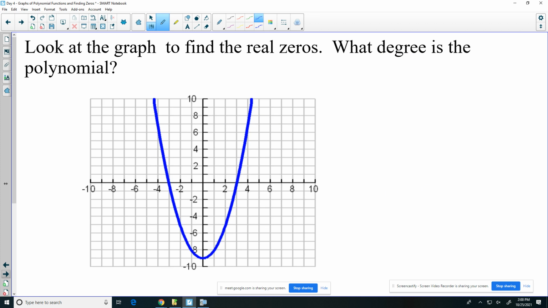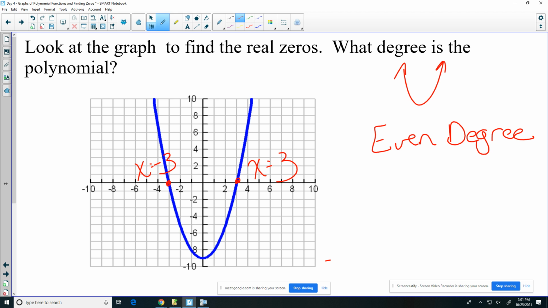Look at the graph to find the real zeros. All right, well, that's not too bad. Derek, tell me what my zeros are, sir. X equals -3, correct? And x equals +3. I love it. So I have 2 real solutions. I look at my general shape, and it's doing the YMCA. Correct. The YMCA dance is an even degree. This tells me that it's got to be an even degree.